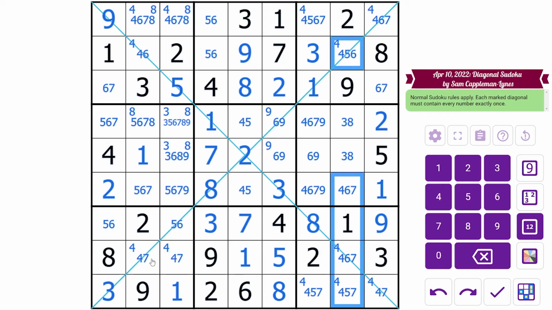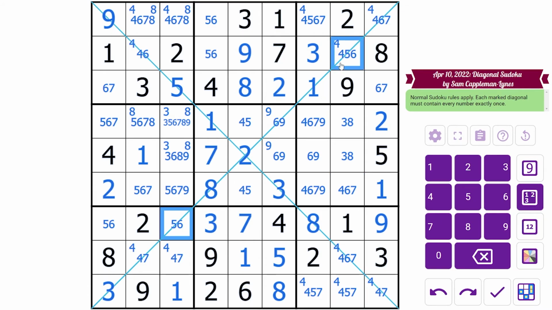Hmm. 5 can be in either one of these spots on this diagonal. The other diagonal is missing 4, 6, 7, which have multiple spots. Well, we know one of these two has to be a 7. Has to be, because of the line. And we know one of these has to be a 4. We have a 4, 7 pair here, which means this is a 6.